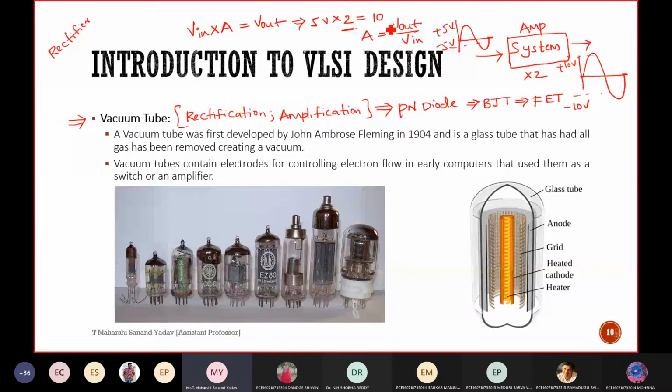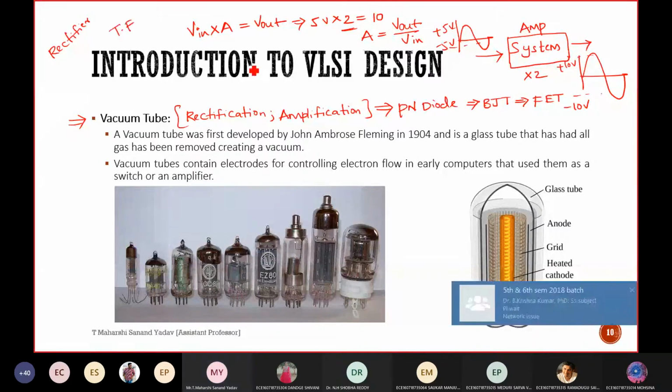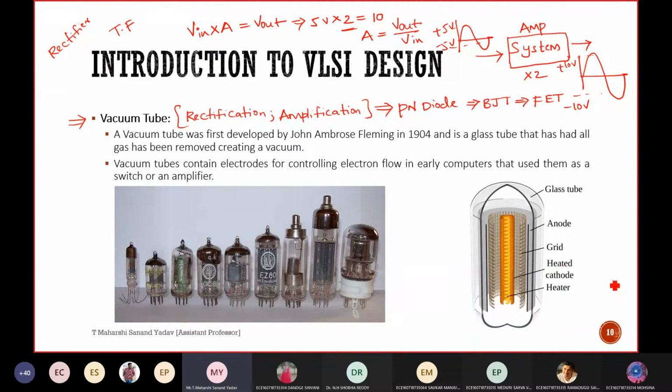In terms of control systems, what is the terminology that I have used? Transfer function. Transfer function means simply output by input, which you have taken as C of S by R of S. C of S is output, R of S is input, with 0 initial conditions.